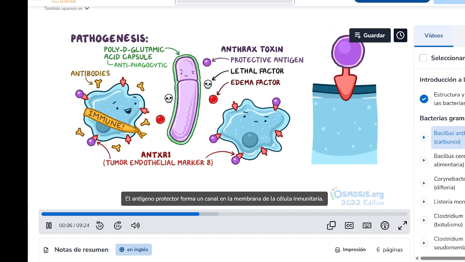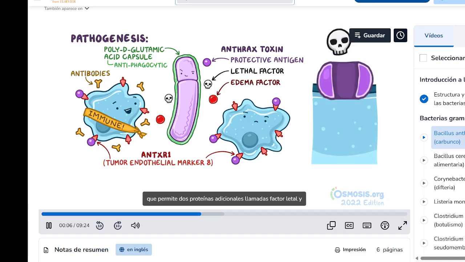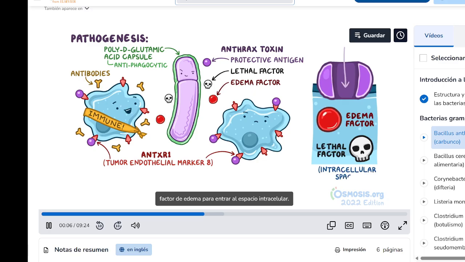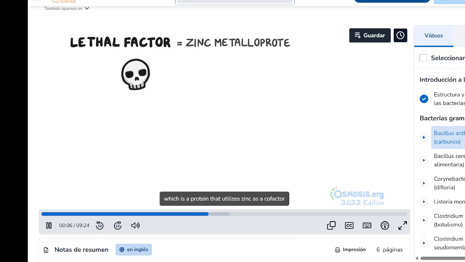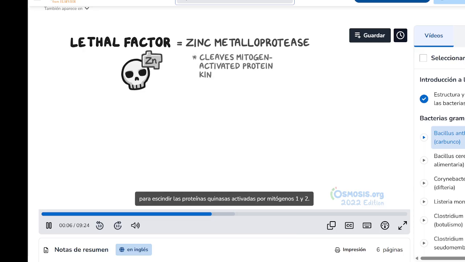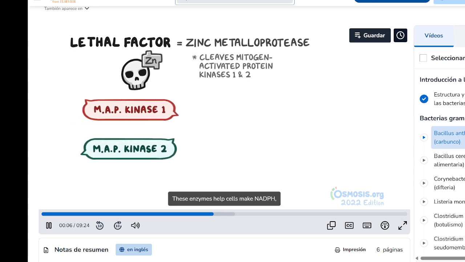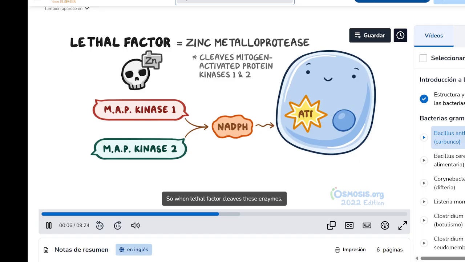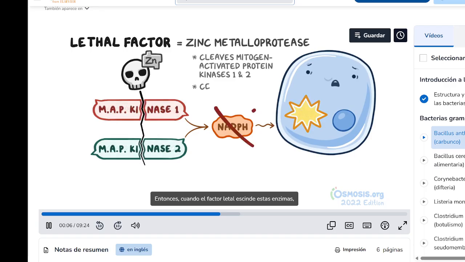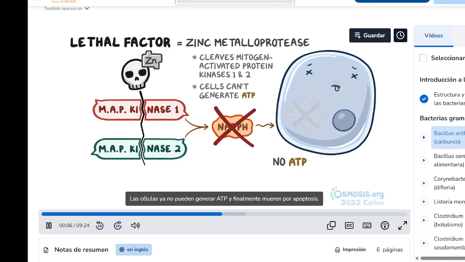After binding, protective antigen forms a channel in the immune cell membrane that allows for 2 additional proteins called lethal factor and edema factor to enter the intracellular space. Lethal factor is a zinc metalloprotease, which is a protein that utilizes zinc as a cofactor to cleave mitogen-activated protein kinases 1 and 2. These enzymes help to make NADPH, which is an important cofactor in other biochemical pathways that allow cells to generate energy in the form of ATP. So when lethal factor cleaves these enzymes, cells can't generate ATP anymore and eventually die through apoptosis or programmed cell death.